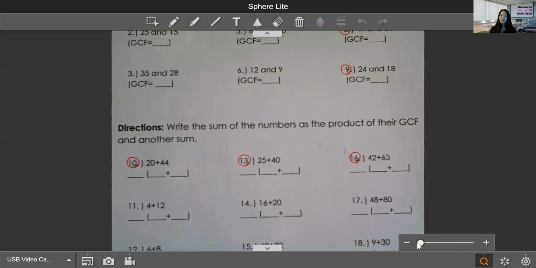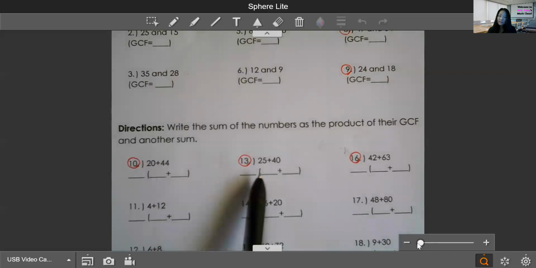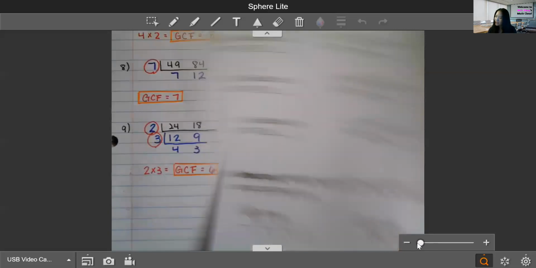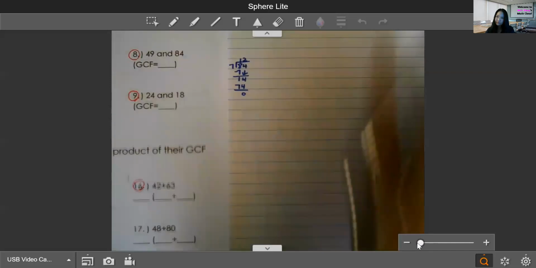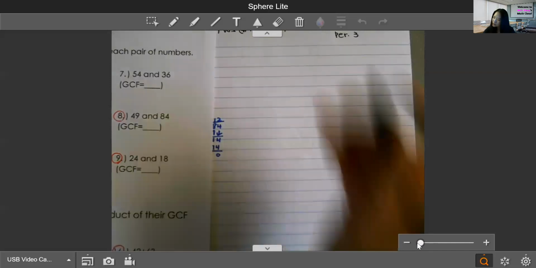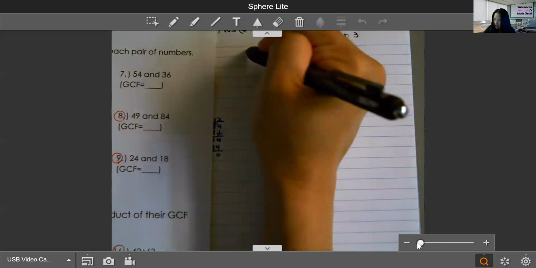I know that the wording of the problem sounds confusing, but the way you solve it using the ladder method is very easy because it is extremely similar to just finding the greatest common factor. It's almost identical, okay? So I'm going to go over 10, 13, and 16. So I'm going to first copy down the problems. So let's go ahead and write 10 here.